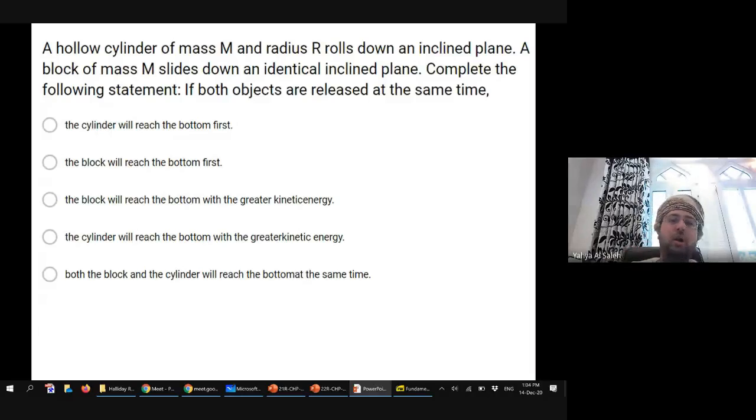Right. A hollow cylinder of mass m and radius r rolls down an inclined plane. A block of mass m slides down an identical inclined plane. Complete the following statement. If both objects are released at the same time, which one will reach the bottom first? Cylinder, block. Block will reach the bottom with greater kinetic energy. Cylinder will reach the bottom with greater kinetic energy, or they will reach at the same time. No calculations, just think about it. Your potential energy is being divided how many ways?